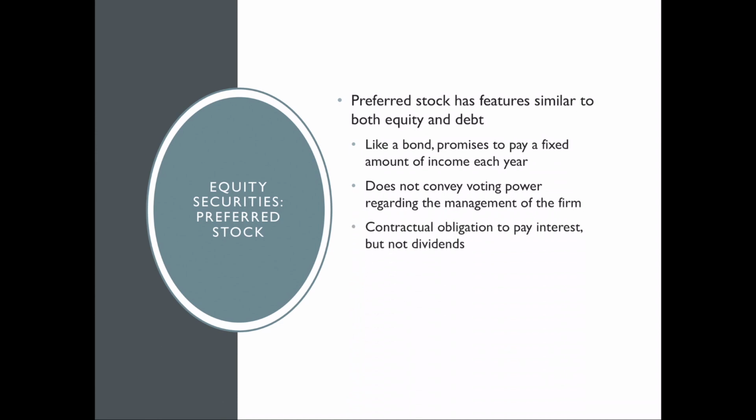Firms do have a contractual obligation to pay interest on their debt obligations, but not dividends on these preferred shares. However, these preferred shares are what are called cumulative. Their dividends are cumulative, meaning that if they're not paid one period, they add up, and you pay the summation before any dividends go to common stockholders.